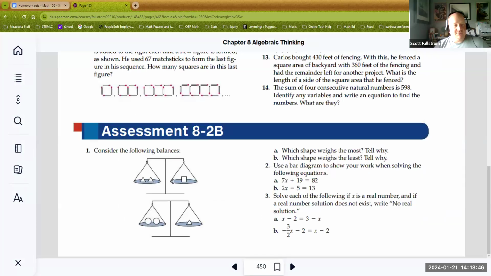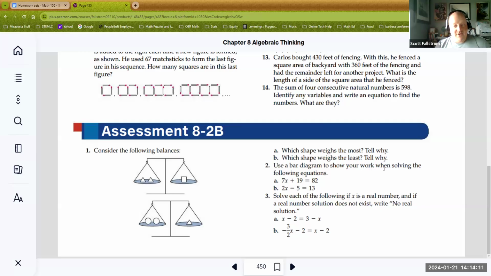Again, looking at the balances, which shape weighs the most and which one weighs the least. As you take a look, remember, if, for example, one triangle is equal to 2 circles, anytime you see a triangle, you could replace it with 2 circles. And that visual is going to help a lot of students in your classes. So be able to translate these problems into pictures if you need to. Okay. Now we can do the same thing here.